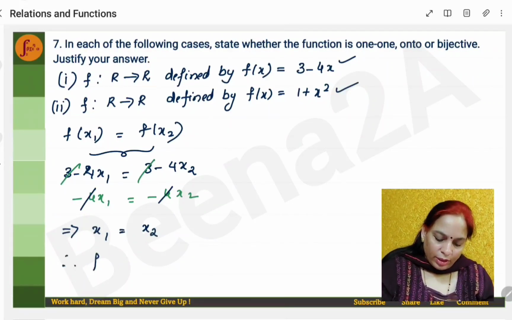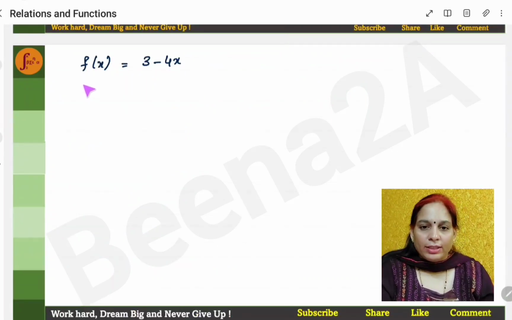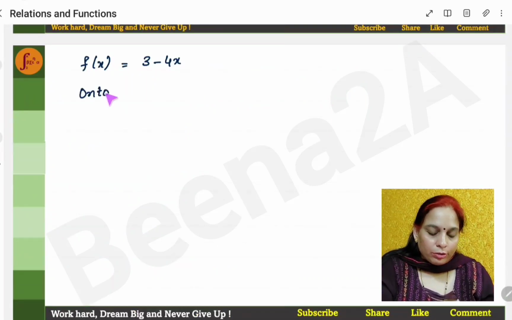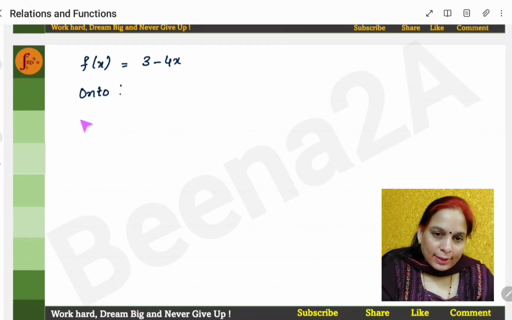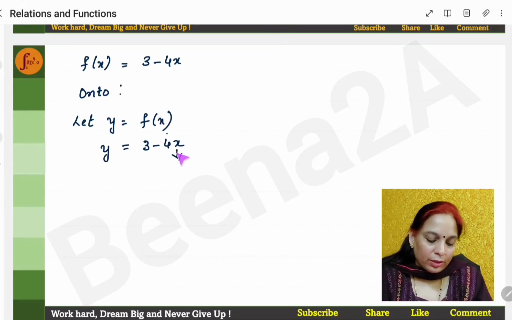Therefore, f from R to R is 1 to 1. Now let's check if this function is onto. So we'll start writing. Let y be equal to f of x. What is f of x? 3 minus 4x. So I need to get just the value of x.